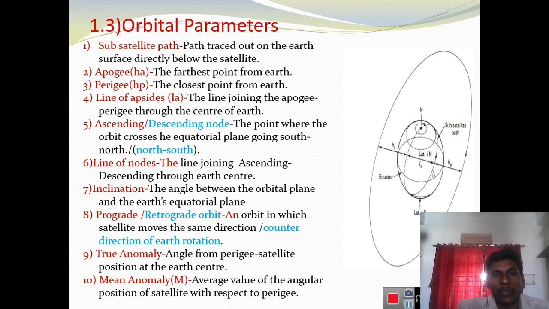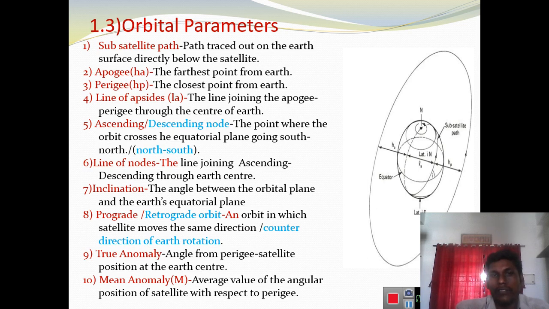The next very important parameter is apogee. Apogee is the distance measured between the Earth's center and the satellite, and that distance is very large when the satellite is far away from the Earth's center. Similarly, perigee is when the satellite comes close to the Earth and that distance becomes very small. Apogee is the farthest distance between Earth's center and the satellite, and perigee is the closest distance.